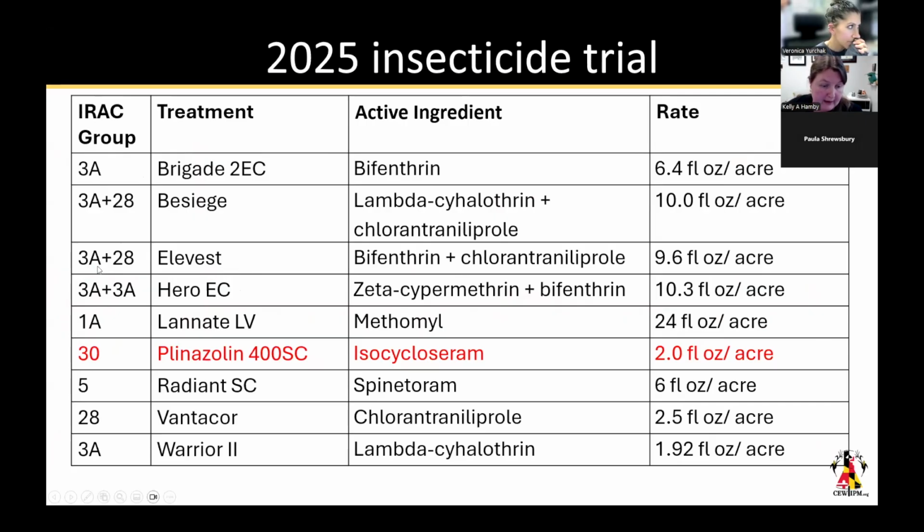And then we were comparing that to just chlorantraniliprole. In this case, it was Vantacor, but it's the same thing as Coragen. We also had spinetoram, or Radiant. And then we had the mixed products that have chlorantraniliprole with different pyrethroid active ingredients, Besiege and Elevest. We also included a product that is not registered in sweet corn, so do not go out and get this. But we thought it could potentially be registered in the future. It's a group 30, isocycloseram.